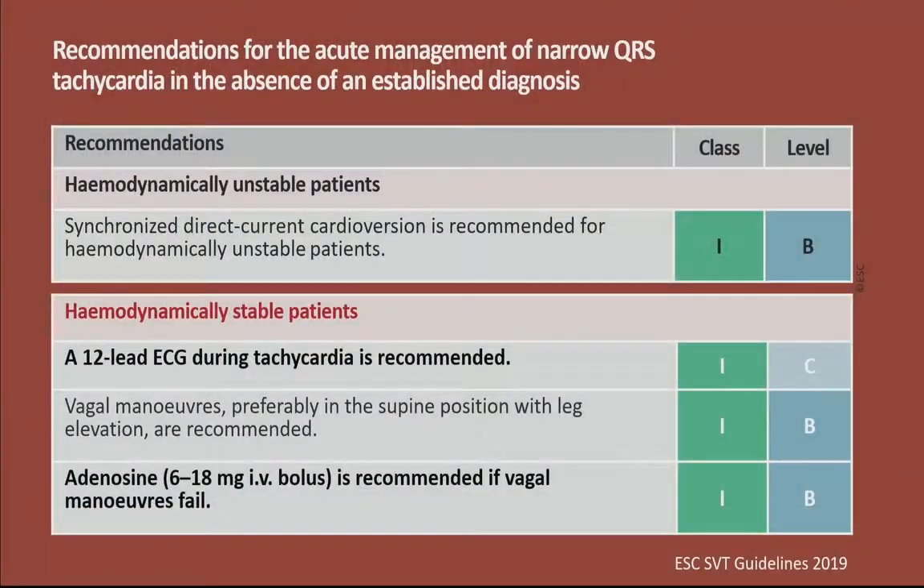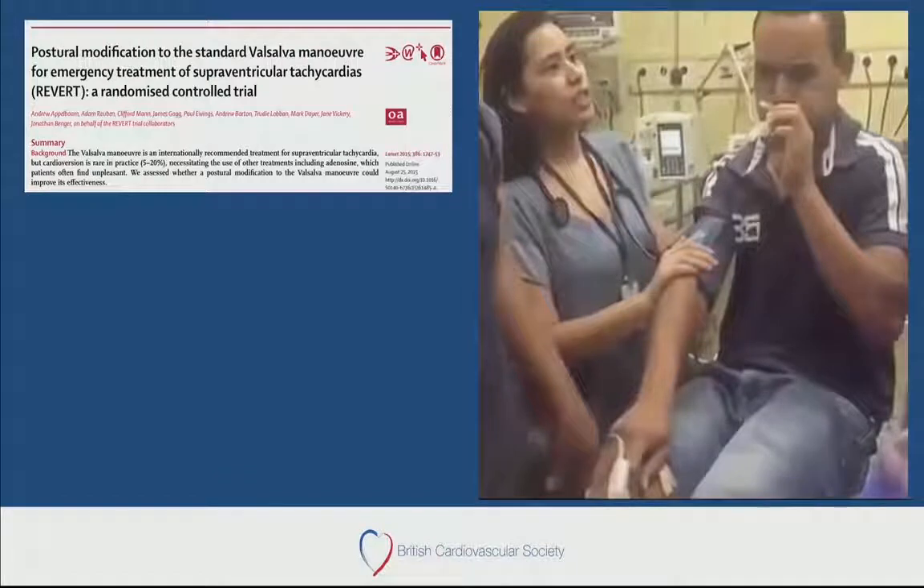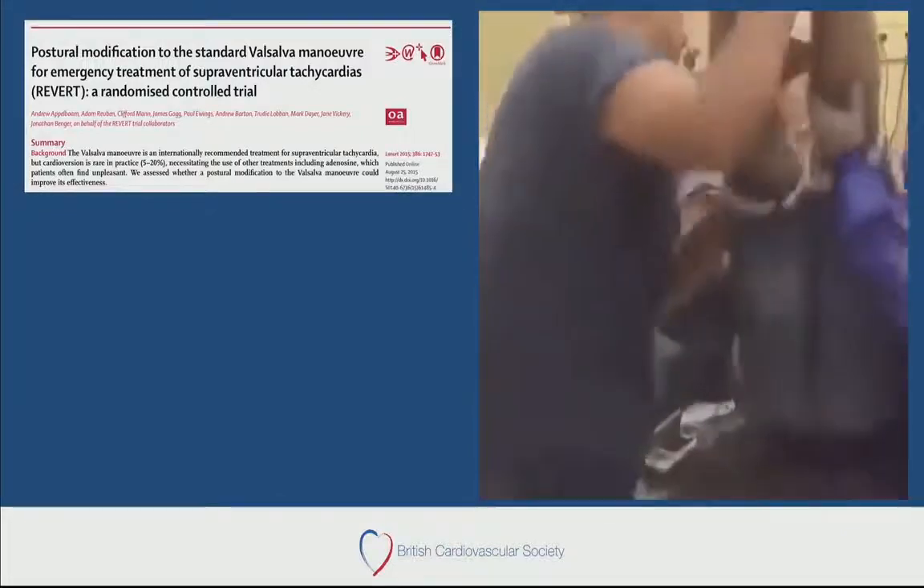And just to highlight this, the recommendation for the management of narrow QRS tachycardia when you don't have a diagnosis is to get the 12-lead ECG and to do those two things, giving a dose up to 18 milligrams. I wanted to show this paper. So this was a paper called the REVERT study published in The Lancet in 2015. And this looked at modifying the Valsalva maneuver to something where you do essentially this. This is a little video, so I'll show this. I hope it runs well.